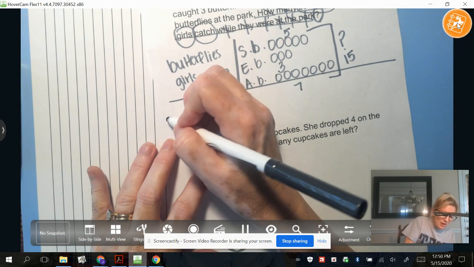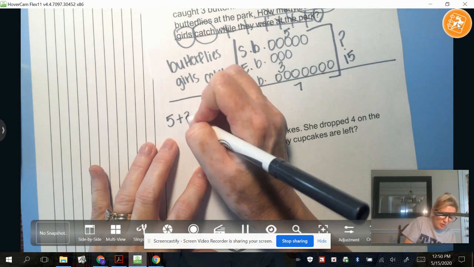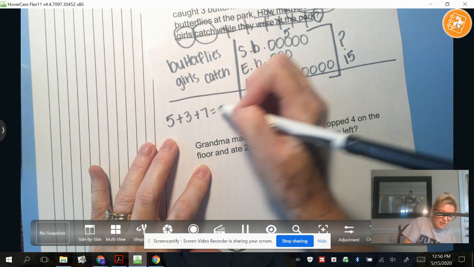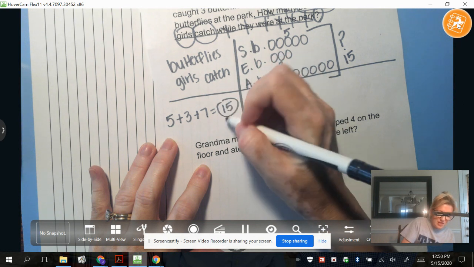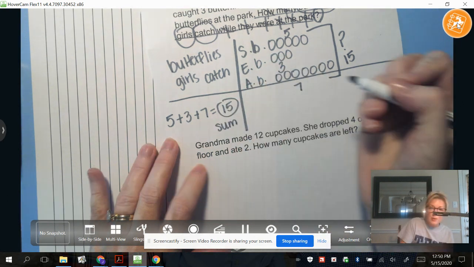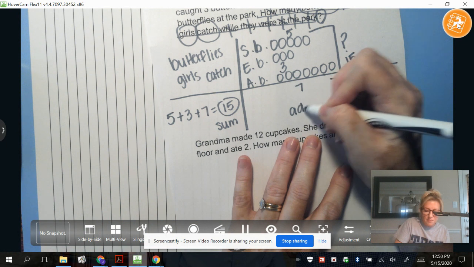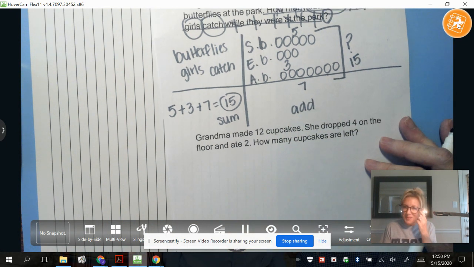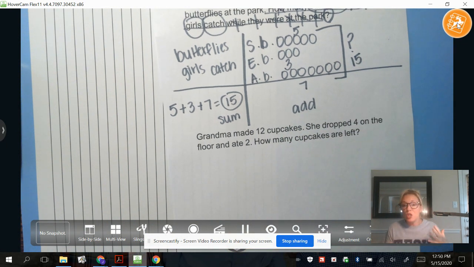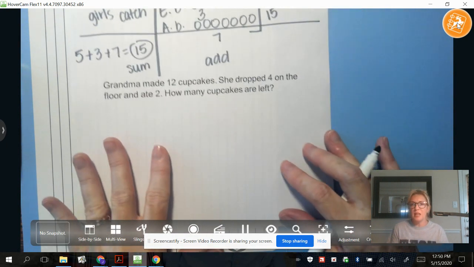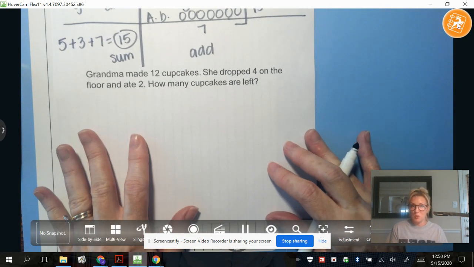All right, ready? 5 joined with 3 joined with 7 gives us a total of 15, and that is our sum. And how did we get the answer? We had to add. Awesome. Look how easy that is. All right, now I'm going to show you how to do this a little bit differently with a takeaway story.